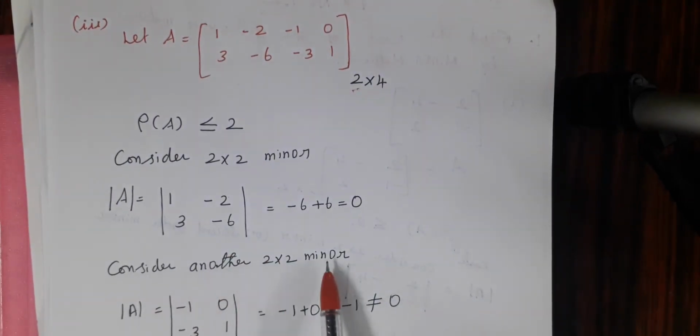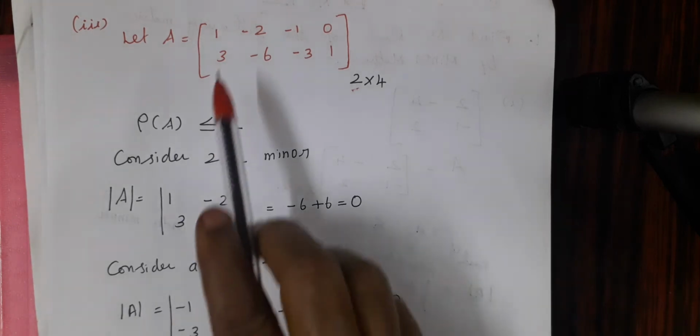I will select minus 1, 0, 3, 1. Consider another 2 by 2 minor. Determinant of A equal to minus 1, 0, minus 3, 1. Now see the downward. What is the downward? 1 times 1 is minus 1. 3 times 0 is 0. Downward.